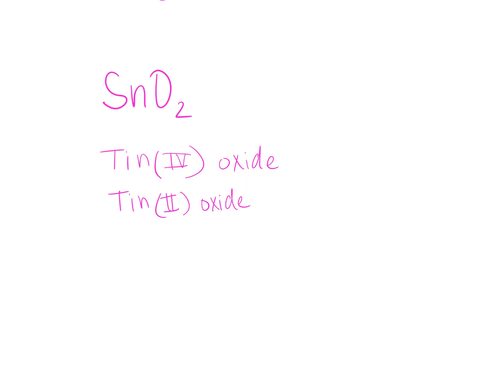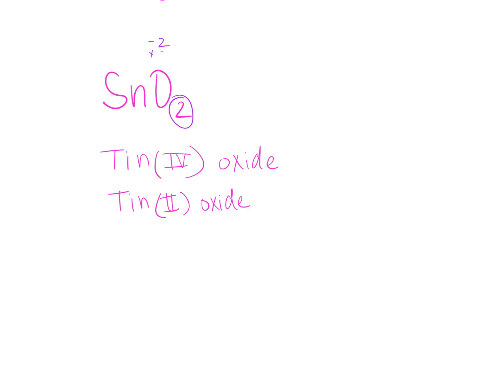Okay, so let's go back and check. I think the easiest way to check is actually not to reverse the crisscross. I think the easiest way to check is just to use oxygen. So what do we know oxide's normal charge is? -2, and there are 2 of them, which means I have a -4 over here. So what does tin have to be? It has to be +4. So I agree, I think tin 4 oxide is correct.